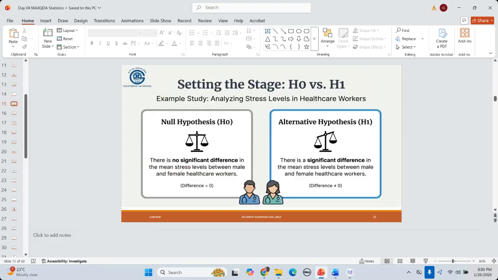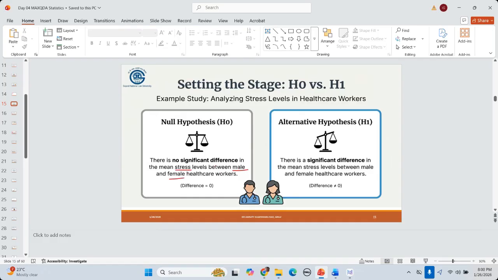Let's take an example here. In my example, there is no significant difference in the mean stress level between male and female healthcare workers. Now, what are the variables I can see? There are two variables. One is gender. I have two groups, male and female. That is the independent variable, categorical data. The second variable is stress, the dependent variable, which is quantitative data.